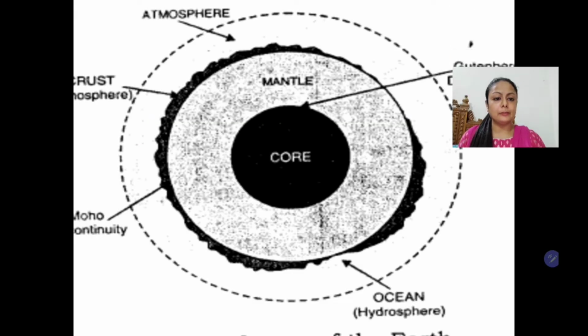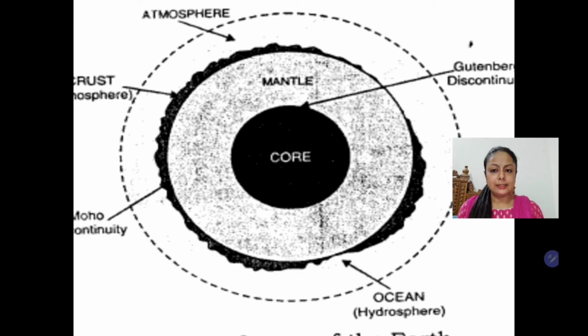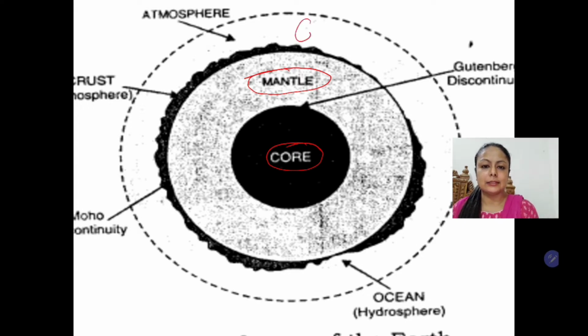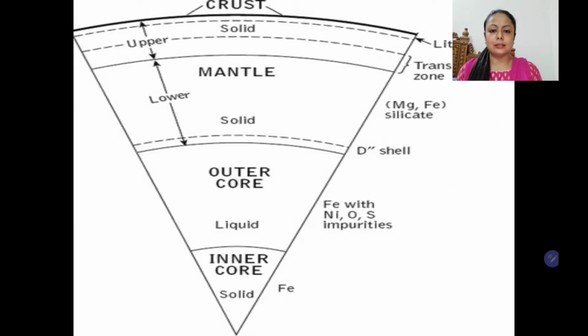This is the diagram. Here you can see the core, the innermost layer, and above it lies the mantle, the layer in the middle, and the uppermost layer is known as the crust. So the crust is the outermost layer, then the middle layer is the mantle, and the innermost layer is the core. Students, these layers are further subdivided. So let's learn about them.